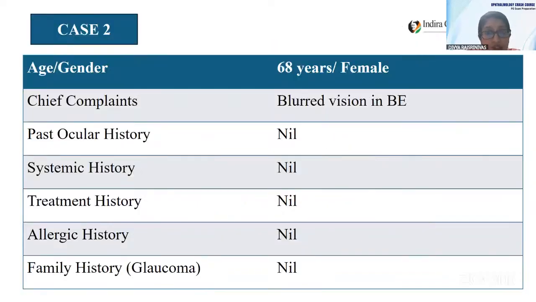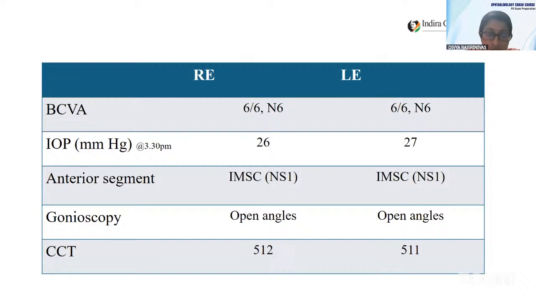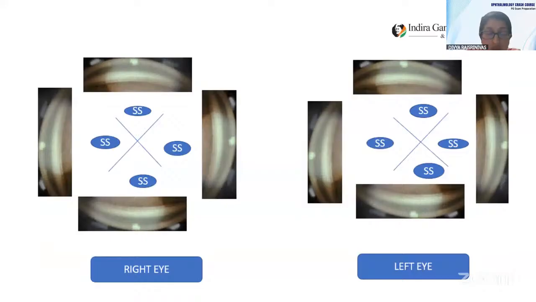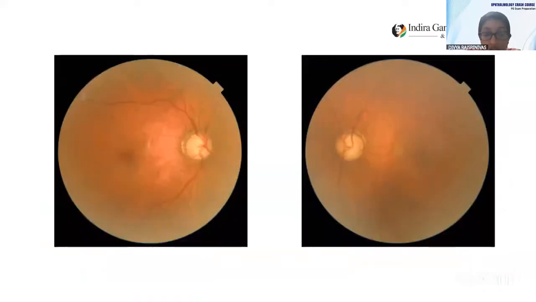We have this 68-year-old female who had blurred vision in both the eyes with no significant history, had a best corrected visual acuity of 6/6, and intraocular pressures were 26 and 27 millimeters of mercury in the right eye and left eye, respectively. On anterior segment examination, she was found to have a cataractous lens, and gonioscopy shows open angles. This is the fundus picture, where we can appreciate that there is advanced cupping in both the eyes. In the right eye, you can see there is 0.9:1 cupping with almost bipolar notching, and in the left eye, there's almost near total cupping with rim loss more than 180 degrees.